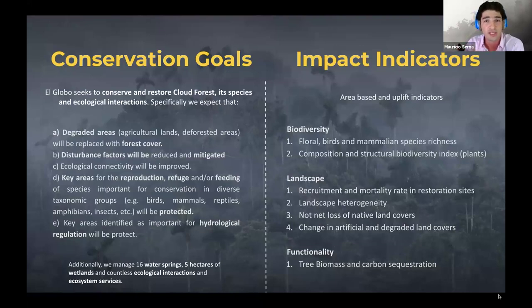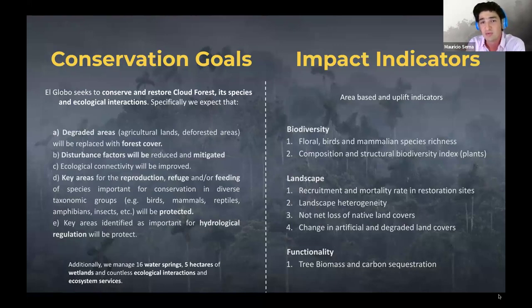And how will we protect it? We will measure impact indicators that are of two types: one of them area-based, and the other uplift indicators. In terms of biodiversity, we'll measure floral, bird, and mammalian species richness, and we will also measure vegetation composition and a structural biodiversity index in plants.